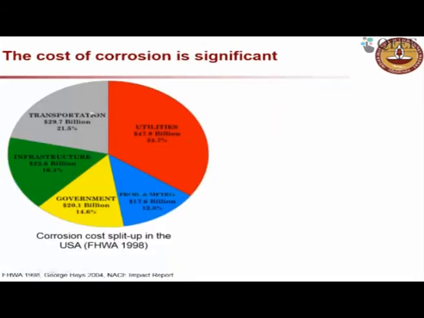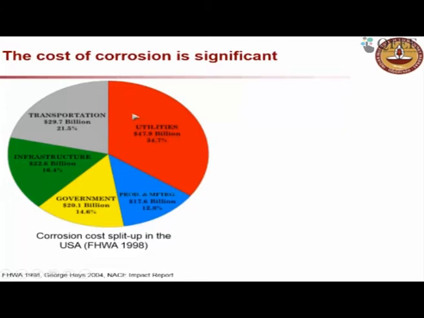Now this is a pie chart which shows the distribution of the cost of corrosion due to transportation and infrastructure, the government sector, the production and manufacturing sector, and then utilities. What you see here is that in utilities, a lot of pipelines are also made out of concrete structures. In infrastructure you have a lot of bridges, buildings and all that. The majority of these structures have concrete elements in them. So controlling corrosion in concrete is very important to reduce this cost of corrosion.